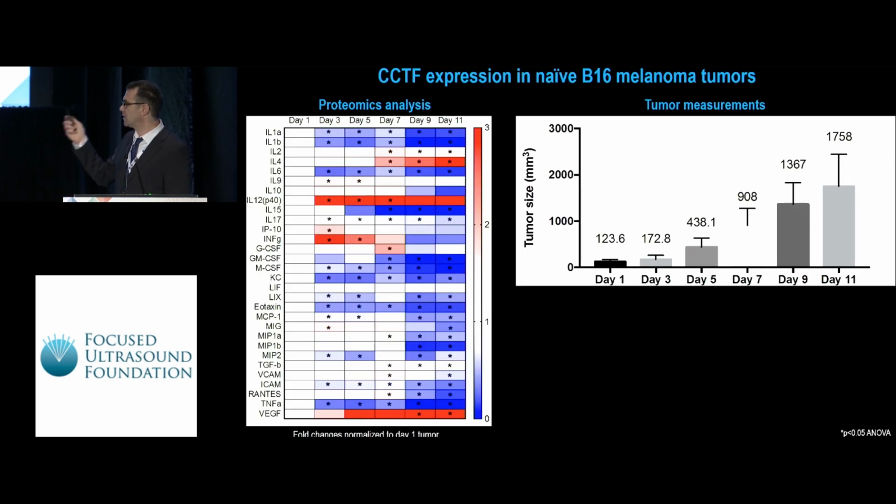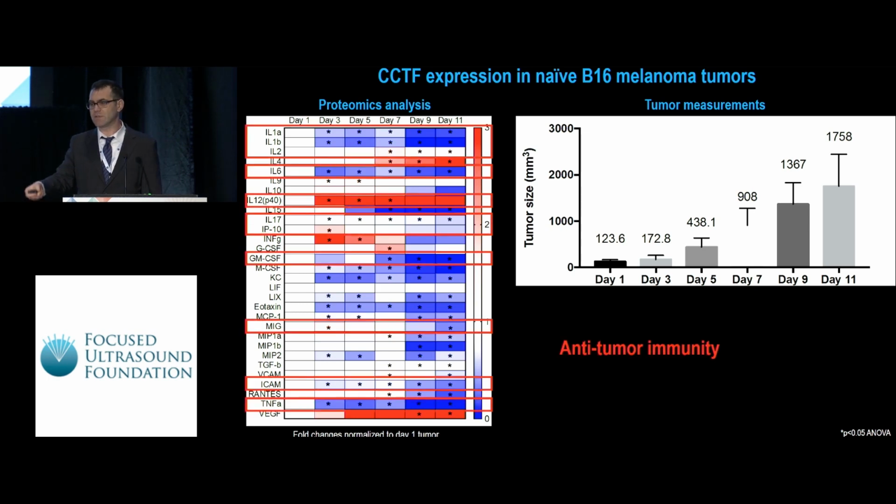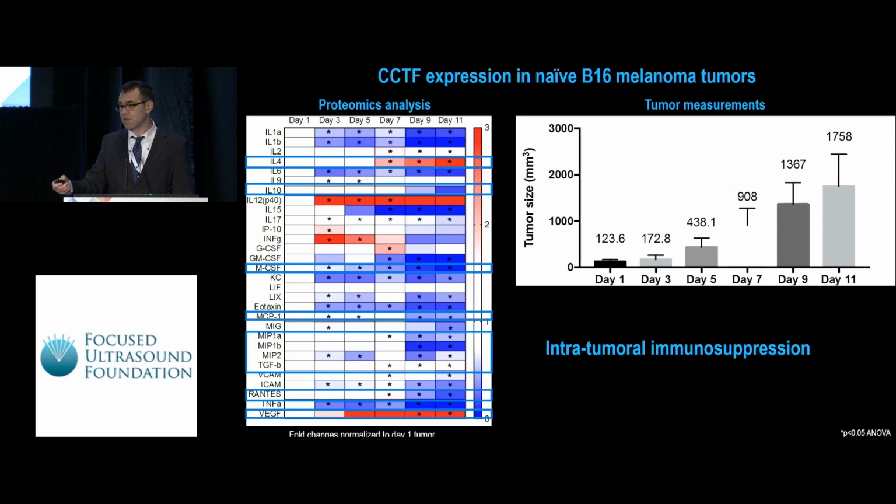As you can see here, the heat map shown here is the proteomic profile, which was normalized to day 1. We also measured the tumor size, which kept on growing throughout the whole experiment. Another thing that we noticed was a decrease in anti-tumor immunity factors, such as IL-1 or IL-10 or TNF-alpha, and an increase in intratumoral immunosuppressors, such as IL-4 or VEGF.